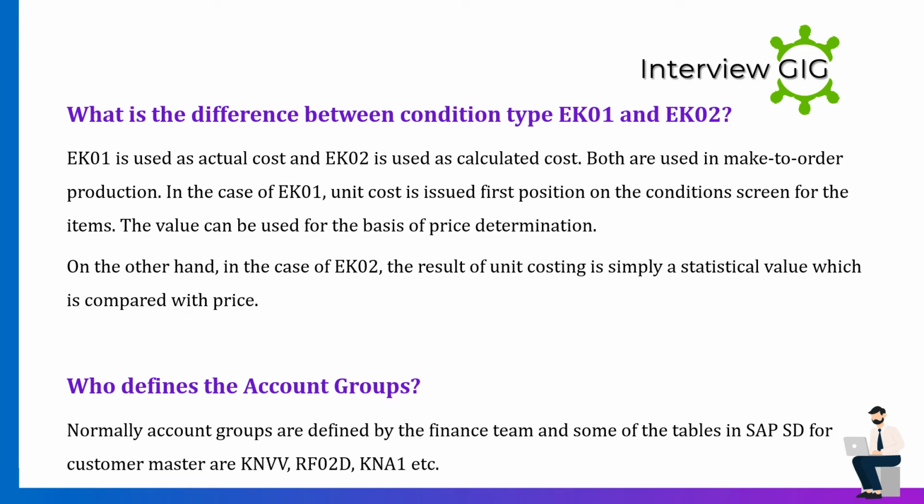What is the difference between condition types EK01 and EK02? EK01 is used as actual cost and EK02 is used as calculated cost. Both are used in make-to-order production. In the case of EK01, unit cost is issued in the first position on the conditions screen for the items. The value can be used as the basis of price determination. On the other hand, in the case of EK02, the result of unit costing is simply a statistical value which is compared with price.